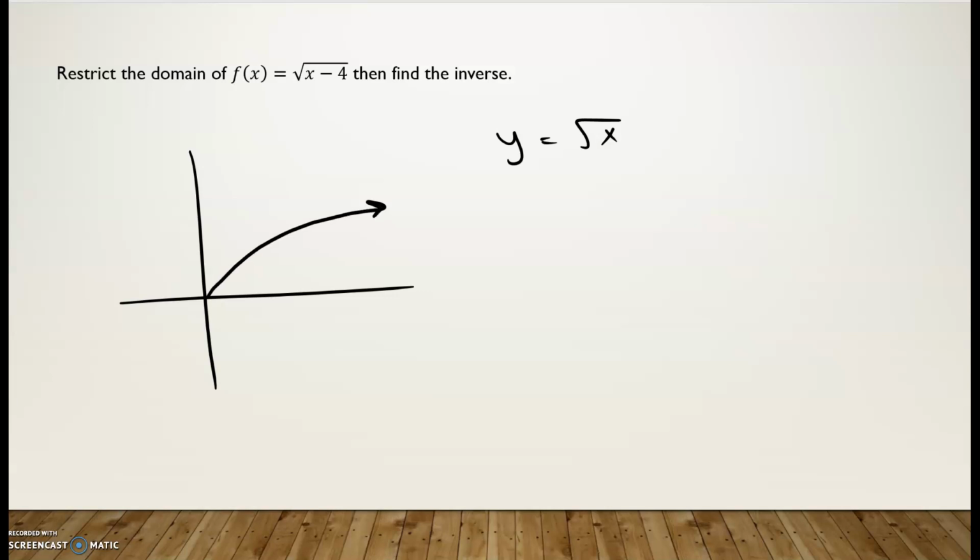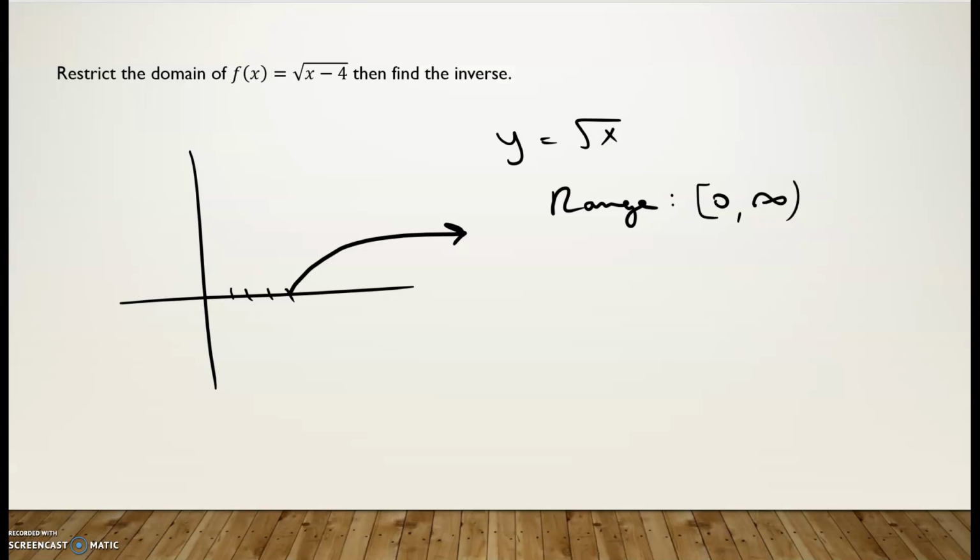But since I've got minus 4, that means it's scooted to the right by 4 units. So really what I have is this right here. Okay, and it keeps increasing. Now when you're working with radicals, what you need to do is find the range of this function. So the range of this function would start at 0 and go up to infinity.